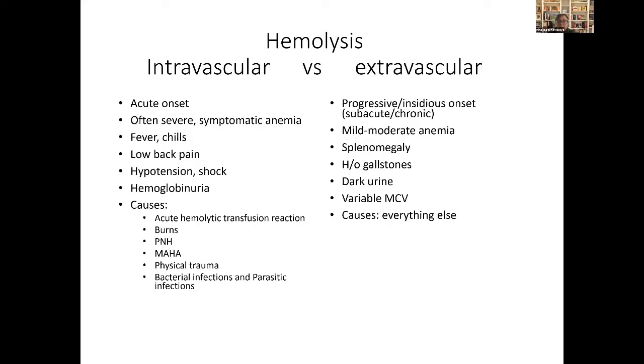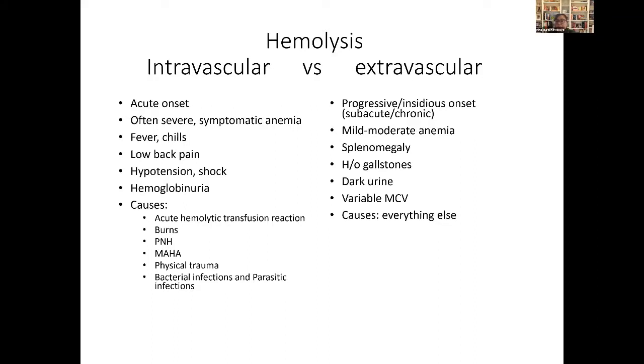Good examples of intravascular hemolysis include acute hemolytic transfusion reaction, severe burns, PNH, microangiopathic hemolytic anemia, so any of the thrombotic microangiopathies, but also physical trauma, bacterial infections such as Clostridium, sepsis, and parasitic infections, as I've mentioned before, the malaria and Babesia.